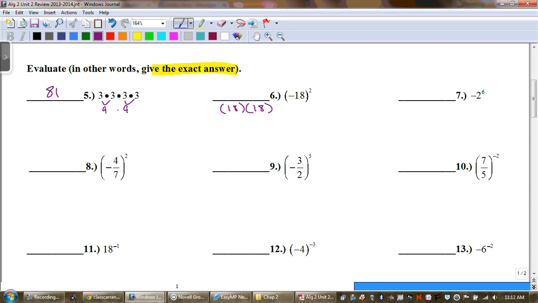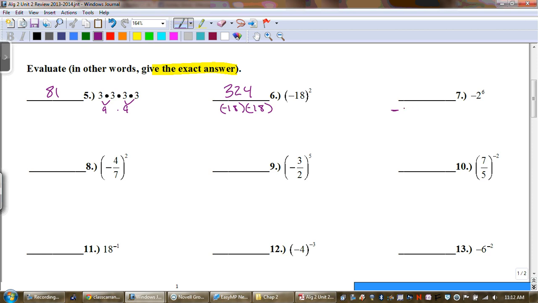I'm looking for mine right now. Go all the way across to 18, and we get 324. A negative times a negative is positive, so that's why, oh, I forgot to put the negative signs in there. Okay. All right, number 7.